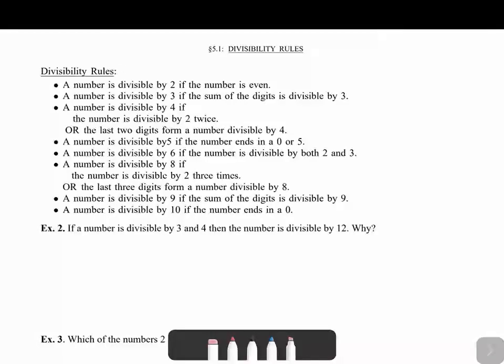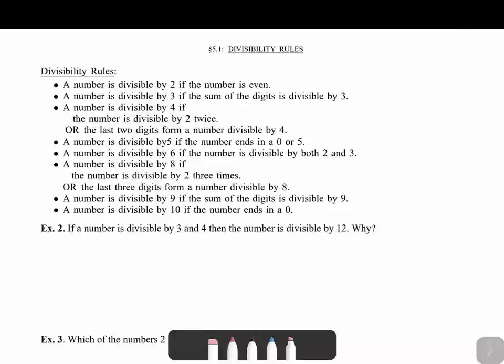Hi everyone, this is the second video for section 5.1 on divisibility rules. Okay, so in this video, we're going to be talking about the different tests for divisibility that come with different numbers. So a lot of these, well, some of these you should have seen before.